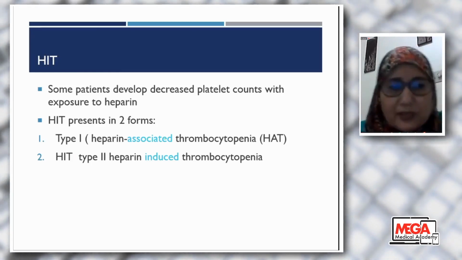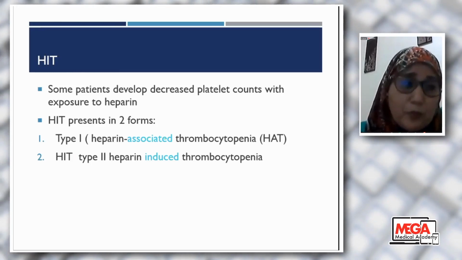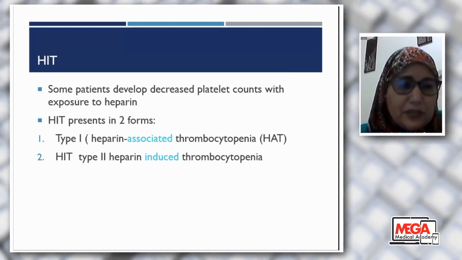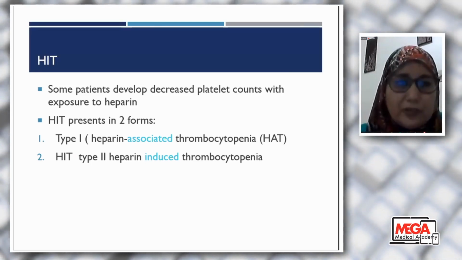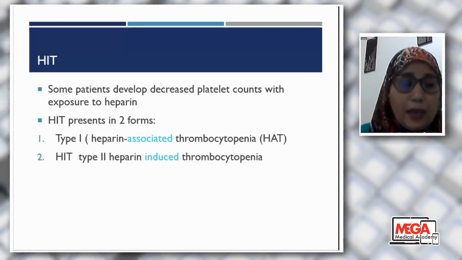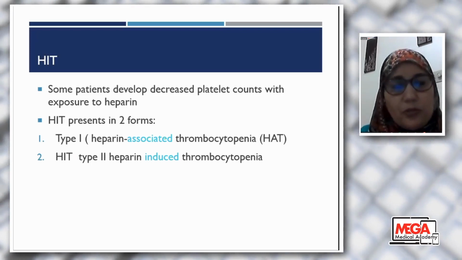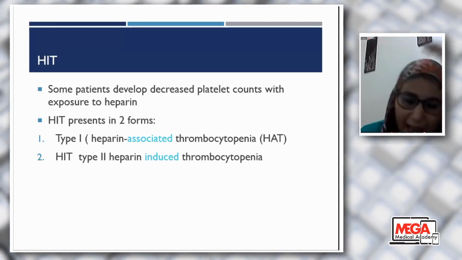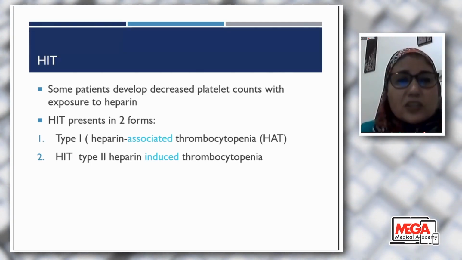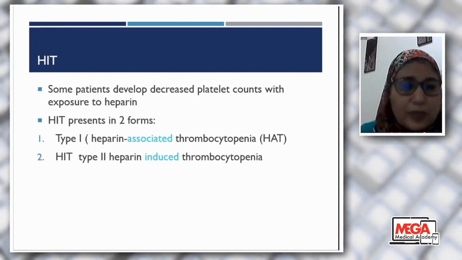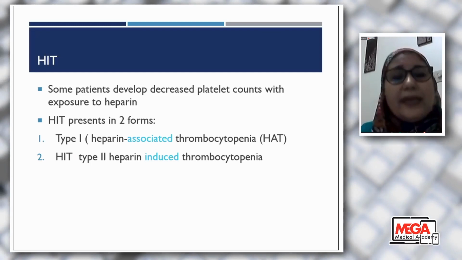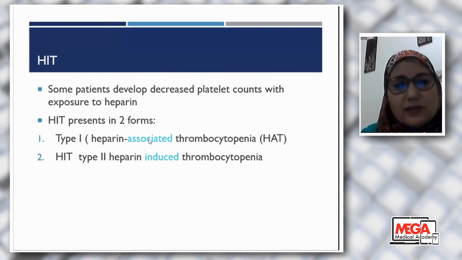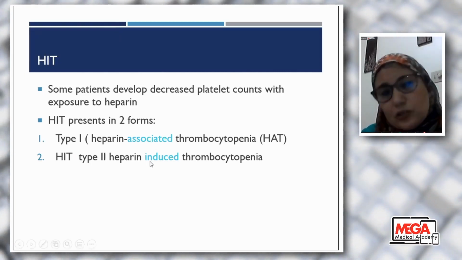HIT means heparin-induced thrombocytopenia. Thrombocytopenia means decrease in the platelet count, so the definition is very clear. This is reduction in the platelet count after exposure to heparin. HIT, heparin-induced thrombocytopenia, is divided into two major categories. Type 1, which is called HAT, which is heparin-associated thrombocytopenia. Type 2 is HIT, heparin-induced thrombocytopenia. Take care. HAT means associated. HIT means heparin-induced.